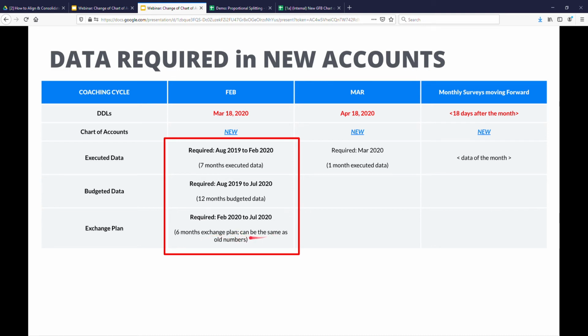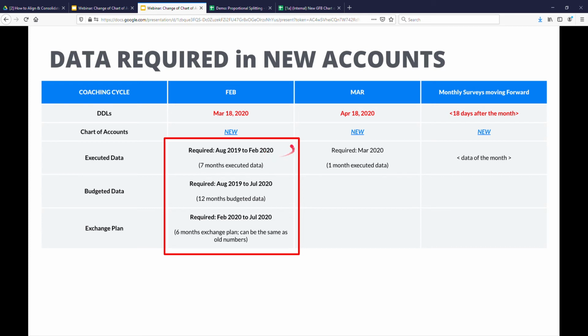You can also just use the same as the old numbers because there's no change in the format with the exchange plan. We're just going to ask for approvals and realizations. If you want to change some numbers in the 6 months from February to July, you can change those numbers. That's fine for the exchange plan. So as you can see, by the February survey, which is the March 18 deadline, there's a lot of things that's going to happen.